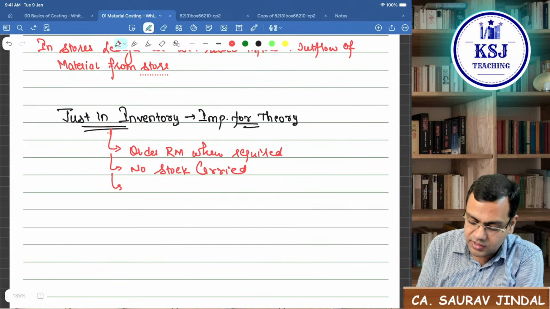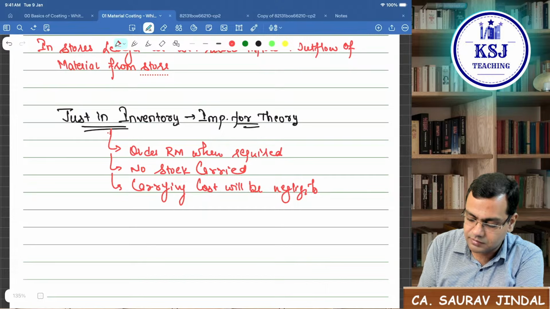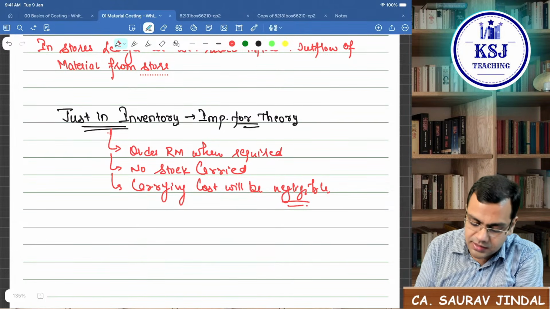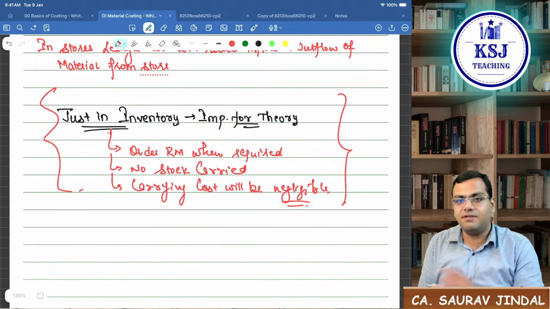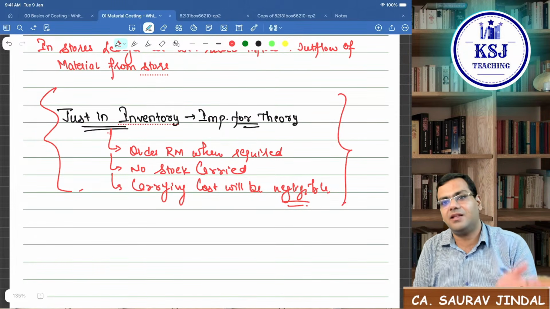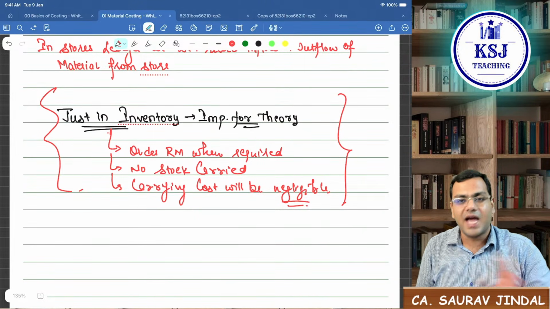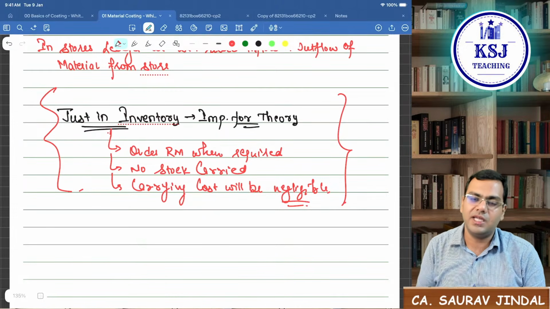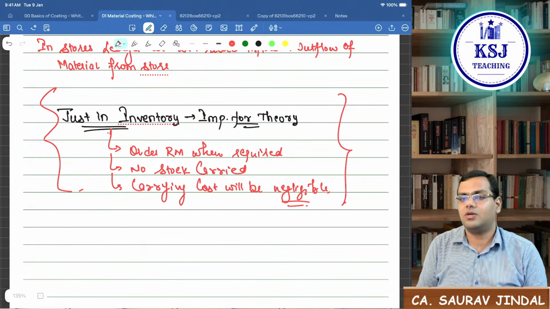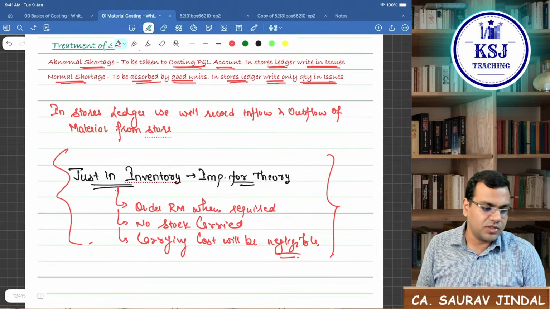In this case, what is the biggest benefit? The biggest benefit is that your carrying cost will be negligible. As and when you need the inventory for production, you will order it. You will get the inventory directly into your store and production area. No need to carry the inventory in the store for 10, 20, or 30 days before production. This is the concept of just-in-time inventory. With this, the concepts are over for material costing.